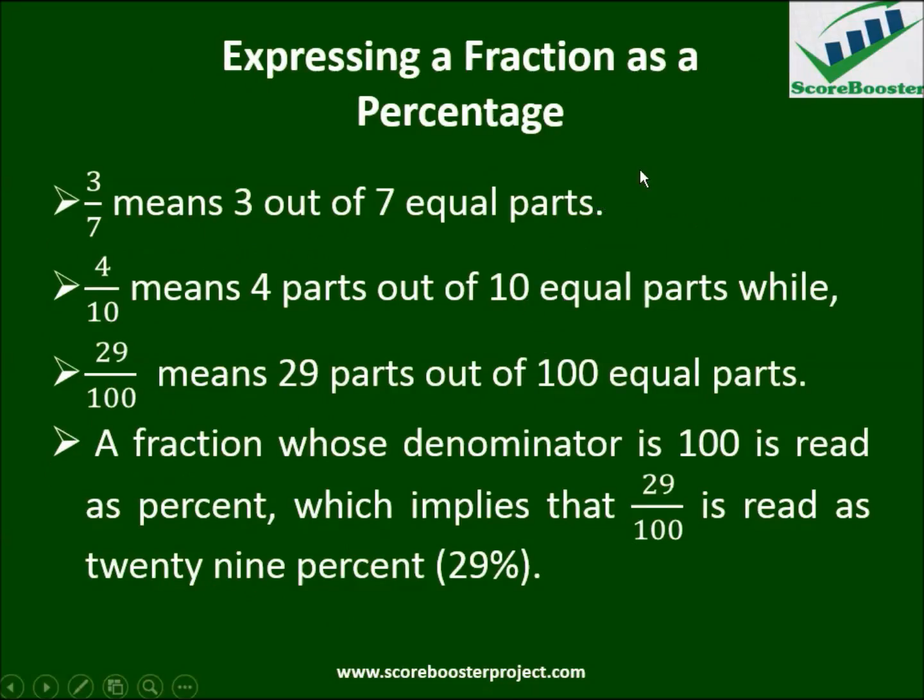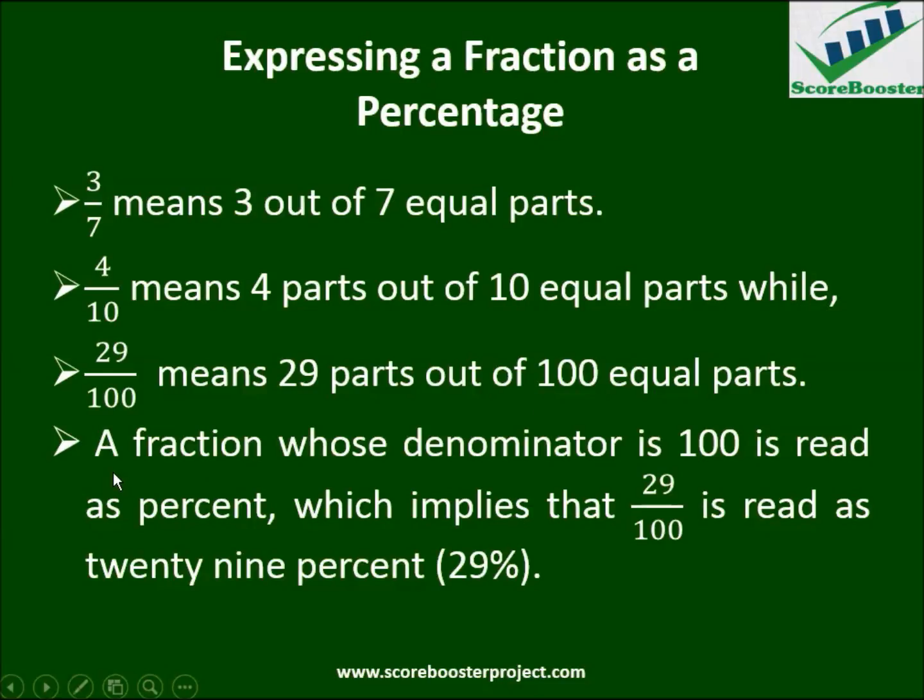So expressing a fraction as a percentage. So 3 over 7 means 3 out of 7 equal parts. So when you see 3 over 7, it can be likened to having 3 out of 7 equal parts. Also 4 over 10 similarly means 4 parts out of 10 equal parts. So 29 over 100 means 29 parts out of 100 equal parts.